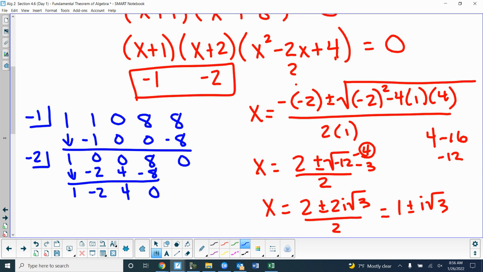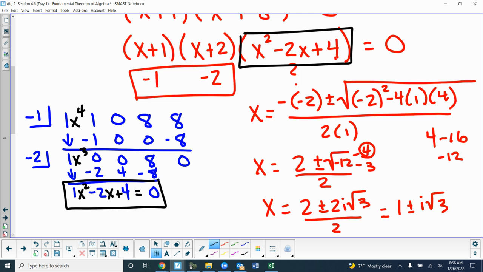All right. So remember, this started out as x to the 4th, right? After I do synthetic division once, this becomes what? x to the 3rd. After I do it a second time, it becomes x to the 2nd. Does this match that? Yeah. Okay, so that's how you're going to do it.